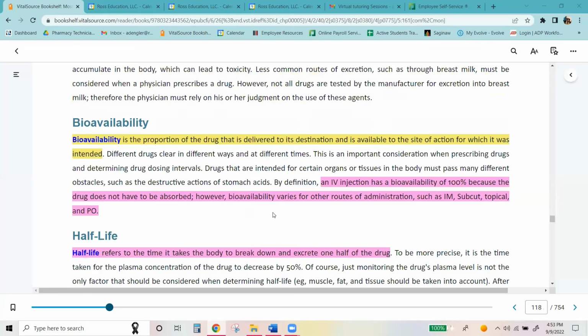Bioavailability is the portion of the drug that is delivered to its destination and is available to the site of action for which it was intended. An IV injection has a bioavailability of 100% because the drug does not have to be absorbed. However, bioavailability varies from other routes of administration, such as IM, subcutaneously, topical, and PO by mouth.